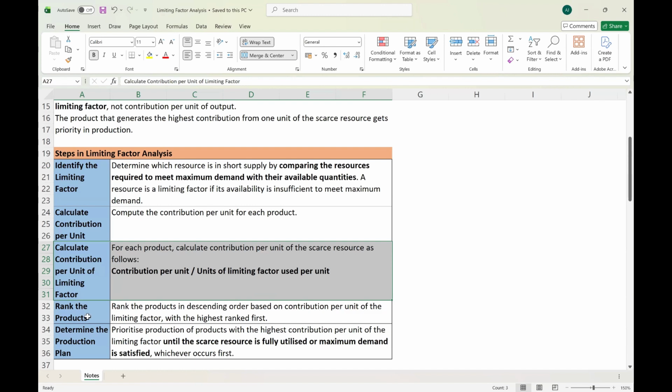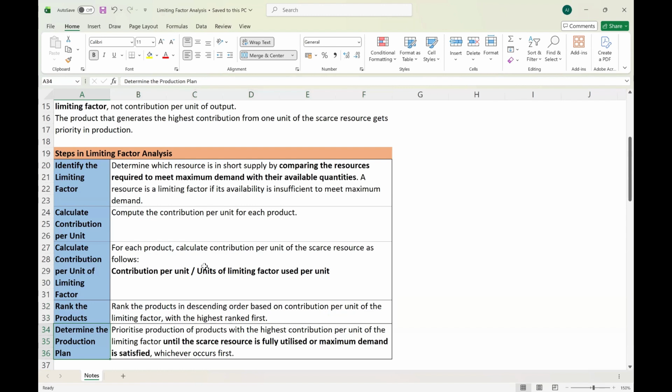Okay. Then what we will do is rank the products. Rank the products in descending order based on contribution per unit of the limiting factor. So basically, you will find out the contribution per unit of the limiting factor for each of the products. Whichever product gives you the highest contribution per unit of the limiting factor, that is ranked 1. Then lesser contribution per unit of the limiting factor, that will be ranked 2. So in this descending manner, you will rank the products. Okay. And then you're done with the ranking.